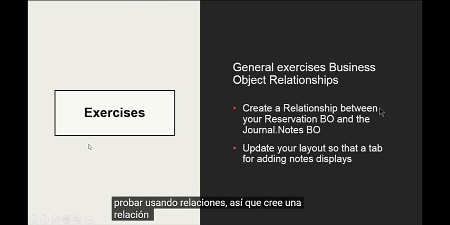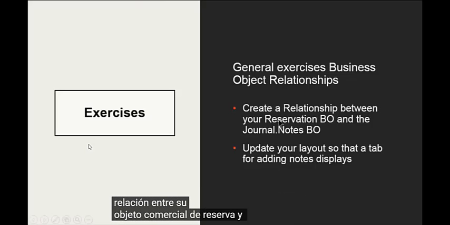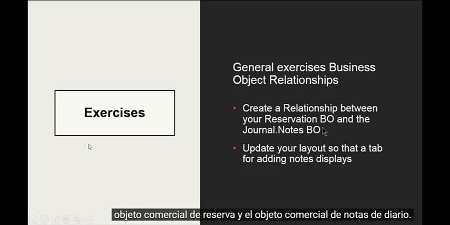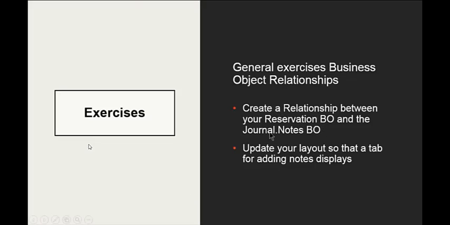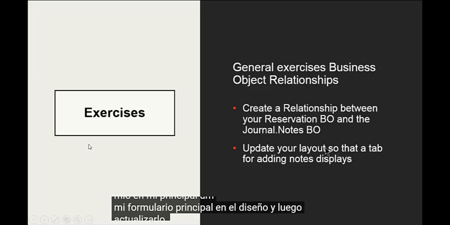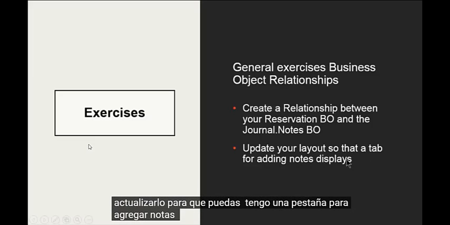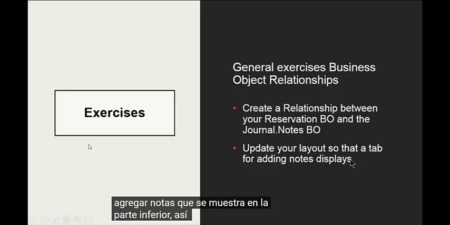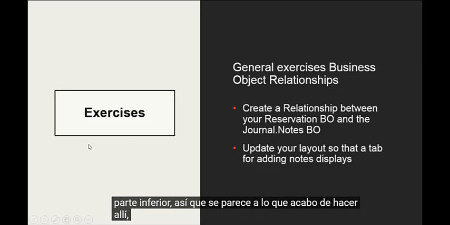So create a relationship between your reservation business object and the journal notes business object. Okay, remember you're going to go to the parent, which in our case is going to be the reservation, and then you're going to link the child to that. So you're going to have a relationship in that direction. And then go into your layout. I just did mine on my main form on the layout, and then update it so that you can have a tab for adding notes that displays down on the bottom. So kind of like what I just did there. Okay.